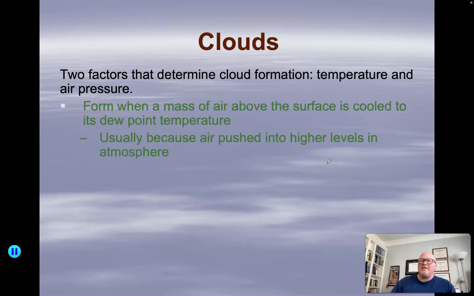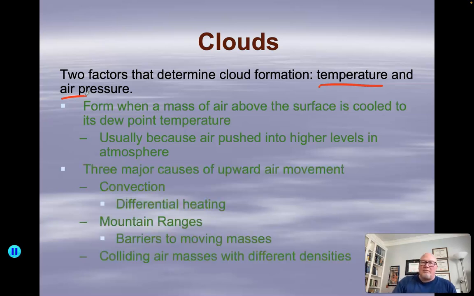So the two things that come together to produce clouds: temperature and air pressure. When you have a mass of air above the Earth's surface, if it's cooled to its dew point, meaning that it can't hold the moisture anymore, then it's going to condense, and that's when you're going to get cloud formation. If this cloud formation is just pushed higher up into the atmosphere, it could get pushed beyond the dew point and you get precipitation. And there are three major causes of upward air movement.